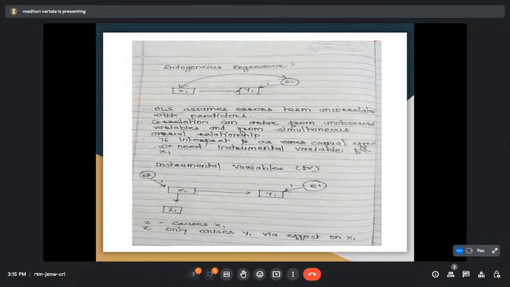So instrumental variables are utilized under this, like x1 factor is there, then it is impacting on z1 to get the result of y1. So we can reduce the error. So causes we consider like x and only causes of y via effect on the x.